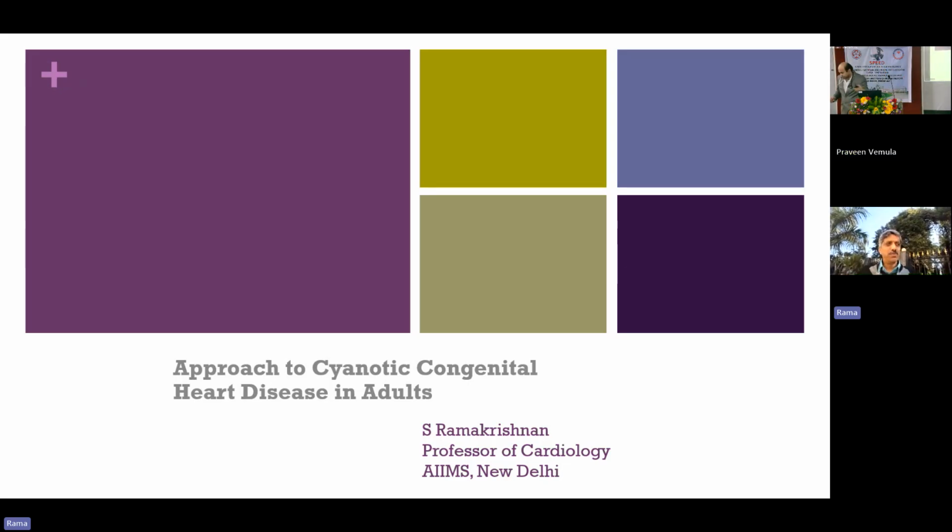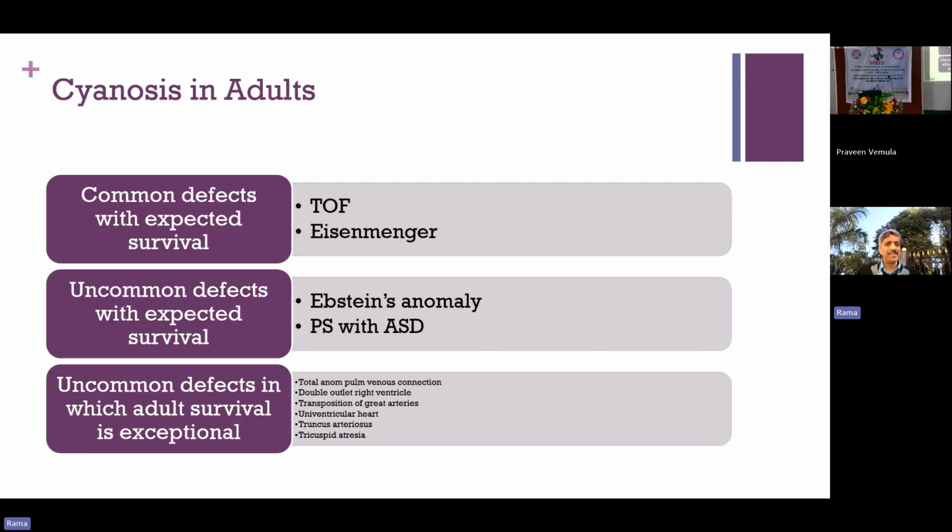Okay, fine. So we are going to deal with the approach to cyanotic congenital heart disease in adults, which is invariably going to be one of your short cases or even at times a long case also. So I'm going to make it as simple as possible so that everybody understands.